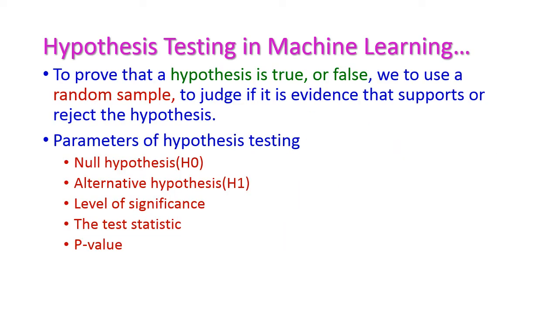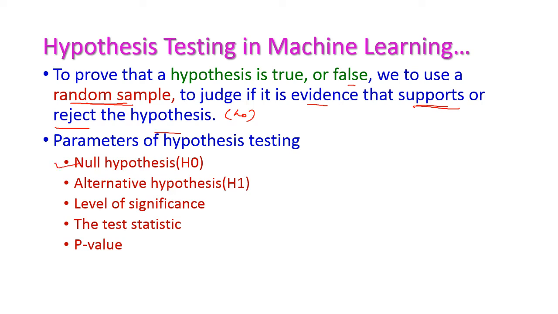To prove a hypothesis is true or false, we have to use this random sample, which is used to judge the evidence that supports or rejects the hypothesis. The evidence will support or reject the hypothesis, that is the null hypothesis H naught. Okay. Now let us see the parameters of hypothesis testing.